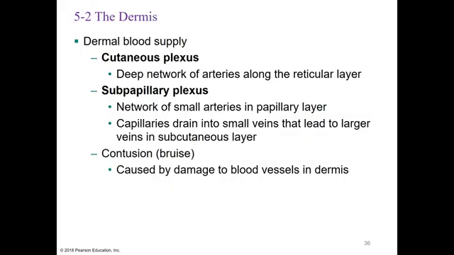A contusion is a bruise. This is caused by damage to blood vessels in the dermis, and those blood vessels bleed out into the dermis, which can cause a bruise.